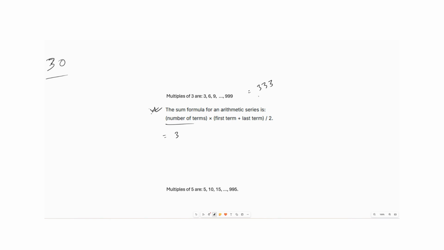Let's put this number 333 into the formula. What is the first term? You might be thinking 6. No, sorry, I'm just making fun. So it's 3 plus, what is the last element? 999. Why are we not taking 1000? Maybe I mentioned this because we have to go below 1000. We cannot take 1000, it is not even divisible by 3, so anyway it cannot be added.